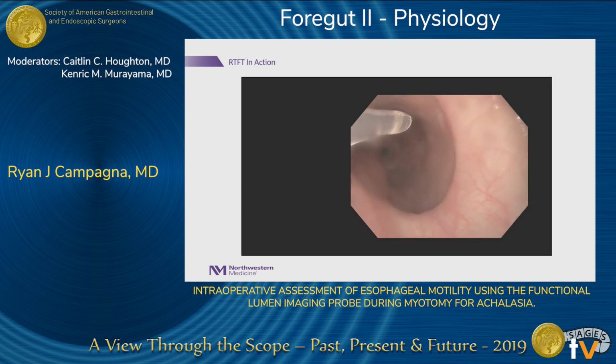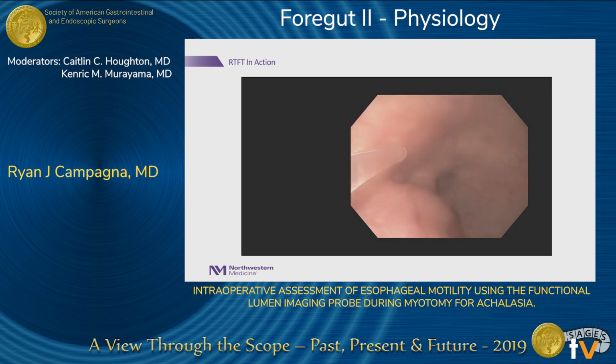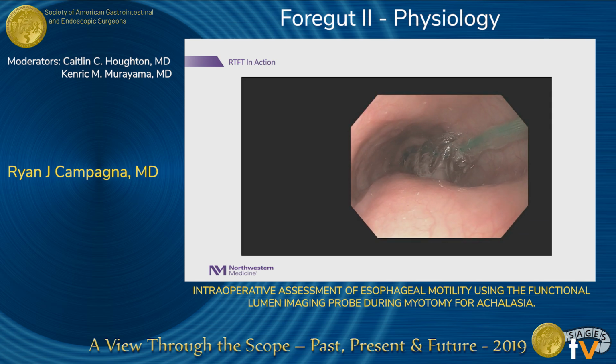So here's a video of a typical case. This is a patient with type 3 achalasia who came in for POEM. You can see us passing the catheter across the esophagogastric junction and inflating it with saline per our protocol.